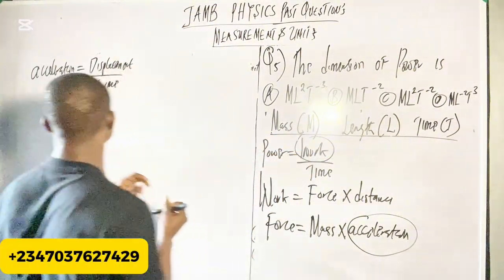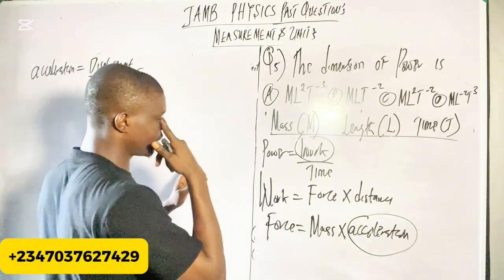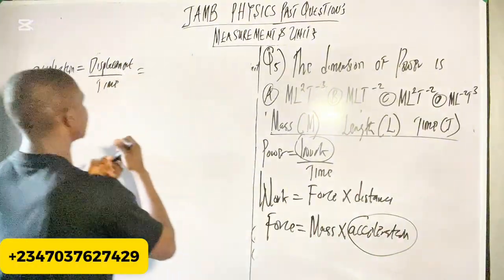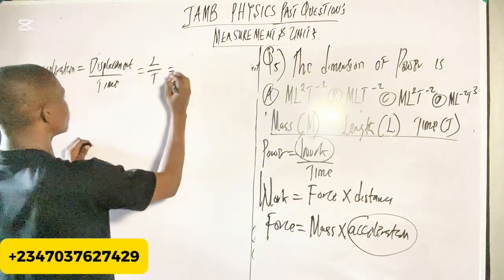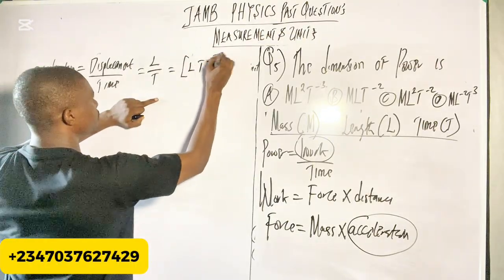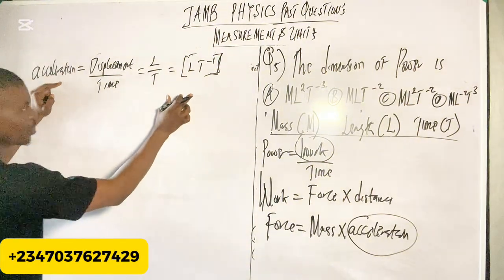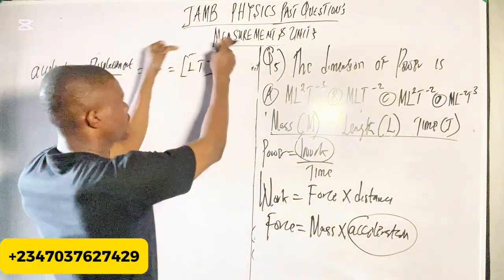The dimension of acceleration is what? Displacement, which is length, is L, over time, which is T. So if you reduce it here, it's going to be L over T squared. So this is the dimension for acceleration, L T to the power minus 2, in square brackets. Do you understand?